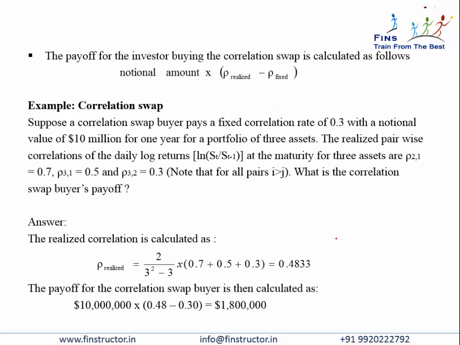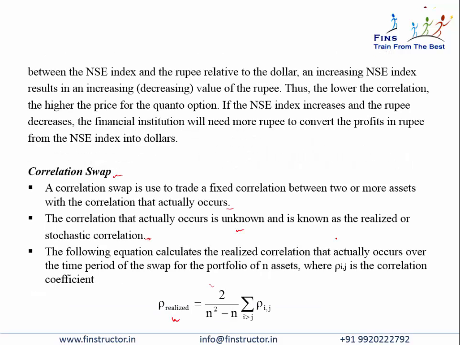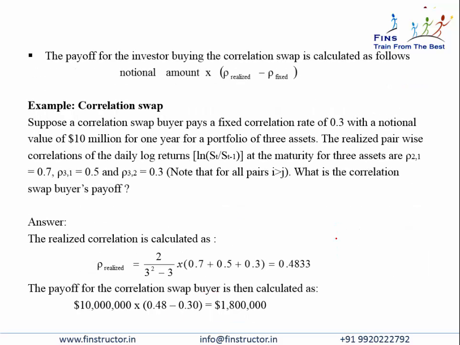So don't worry about the previous formula. You can just try to remember that the realized correlation is calculated as 2 upon n square minus n, times the summation of the correlation between the individual assets. We'll study that with an example, and you'll be able to remember and understand the formula better then. The payoff is the notional times the realized minus the fixed. So he pays the fixed and he receives the realized, as we discussed. If the realized is higher, he will receive more. If the realized is lower, he will pay more.